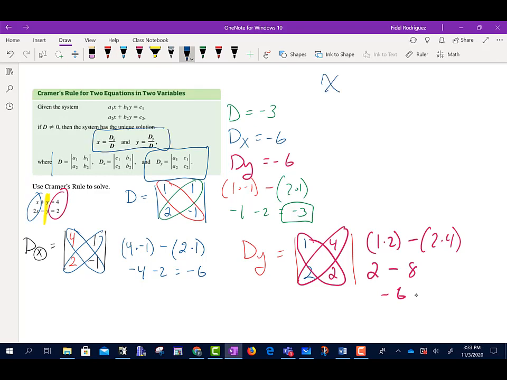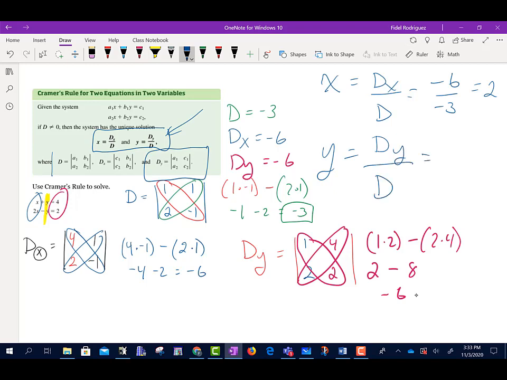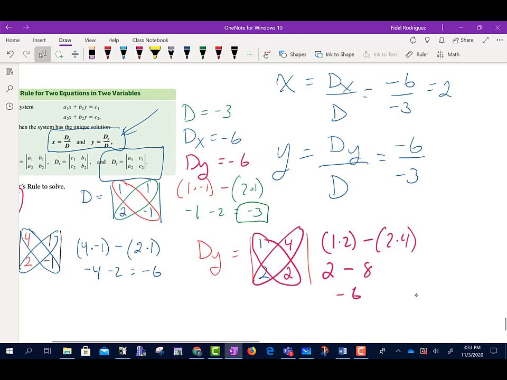It tells me to find my x value. We're going to take the value for dx and divide it by d. So this is -6 divided by -3, which is 2. Okay. And then we're going to find our y value. The way we find our y value, we're going to take dy and divide it by d. dy, we also came up with -6. D was -3, I'm sorry.